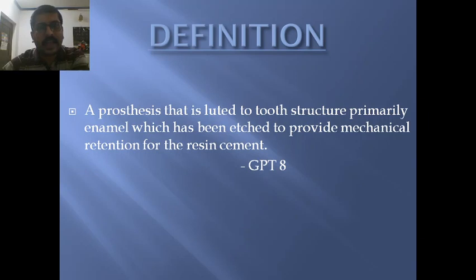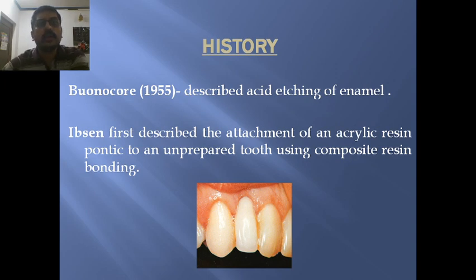So according to GPT-8, the definition for resin bonded FDPs is a prosthesis that is luted to the tooth structure, primarily enamel, which has been etched to provide mechanical retention for the resin cement. It was Buonocore in 1955 who described acid etching of the enamel. Ibsen was the first to describe the attachment of acrylic resin bonding to an unprepared tooth using composite resin bonding.